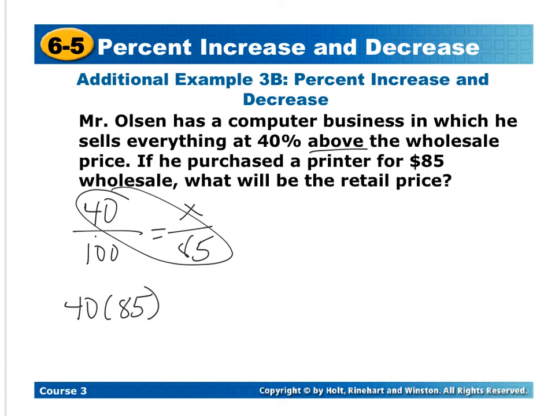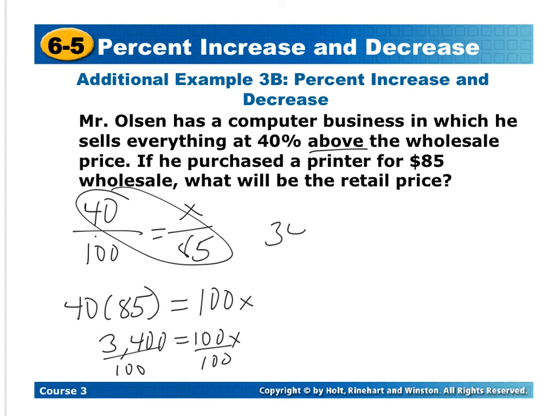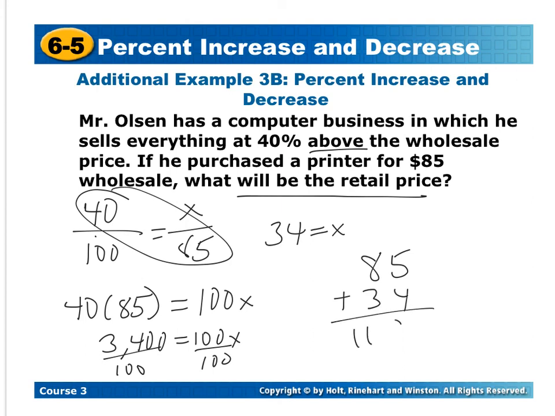is equal to 100 times x. So 40 times 85 is 3,400, equal to 100x. We're going to divide by 100. So $34 is equal to x. Now that's not the answer though, because they want to know what's the retail price, and since it's above, we have to take the 85 and add the 34 for a $119 retail price.